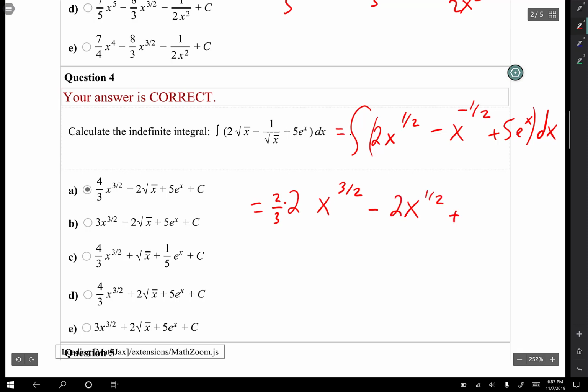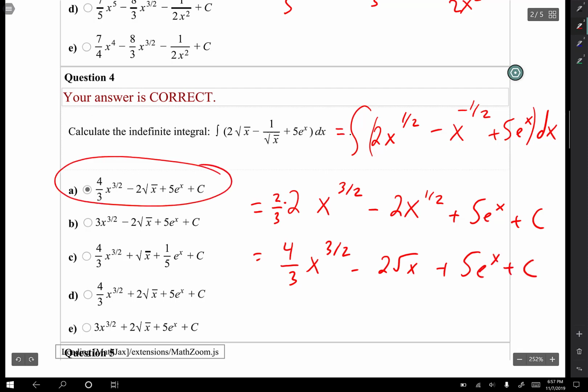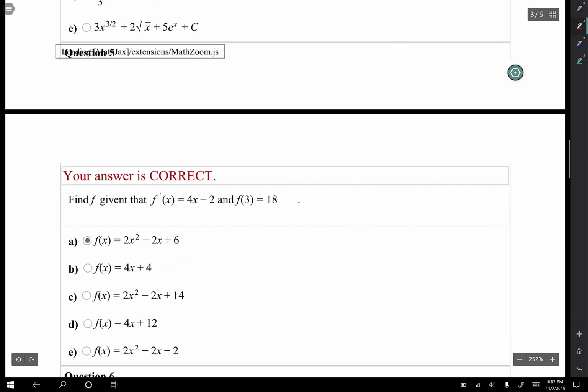And then plus antiderivative of 5e to the x is this 5e to the x, and then I write plus c. So continuing, 2 times 2 is 4, so 4 over 3 x to the 3 halves minus 2 square root of x plus 5e to the x plus c. And then I'll look for that answer, guys. Let's go to the next one.